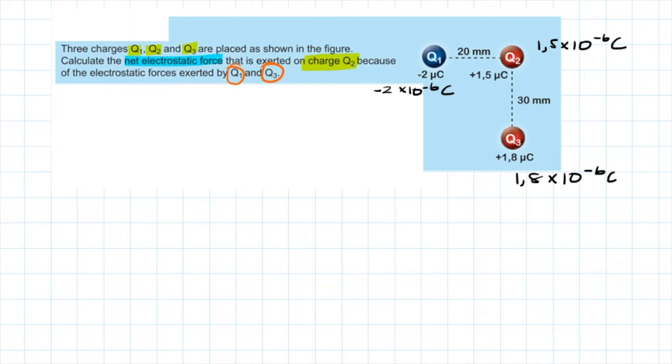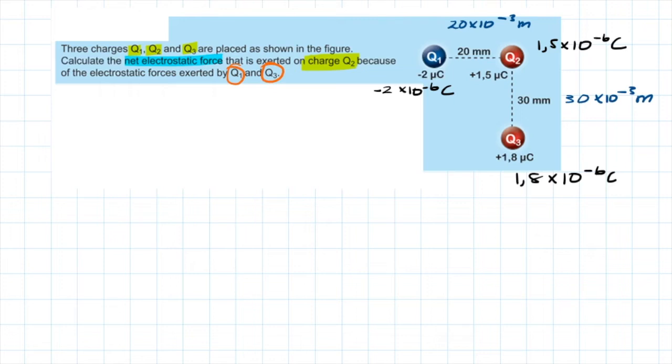The distance between Q1 and Q2 is given in millimeters. So we convert by dividing by 1000 or by multiplying by 10 to the -3. Exactly the same thing applies to the distance between Q2 and Q3, and this distance means the same as 30 times 10 to the -3 meters. Please always make sure that you convert to the correct SI unit, because if you do not, you're going to end up with incorrect values and you're going to lose marks for your substitution and for your answers.